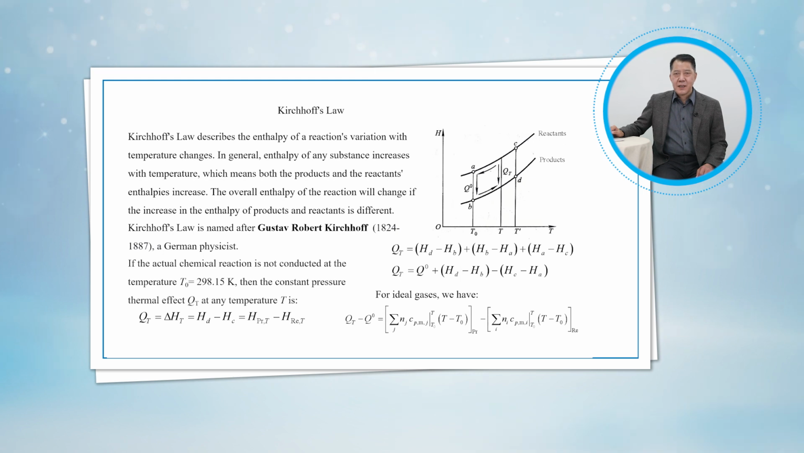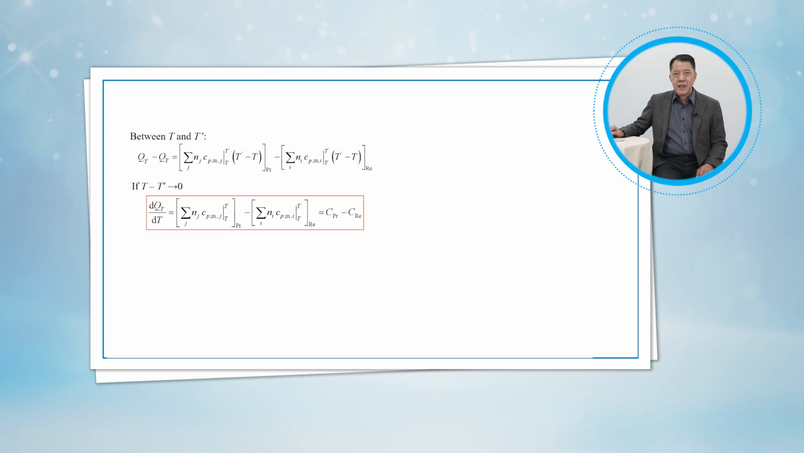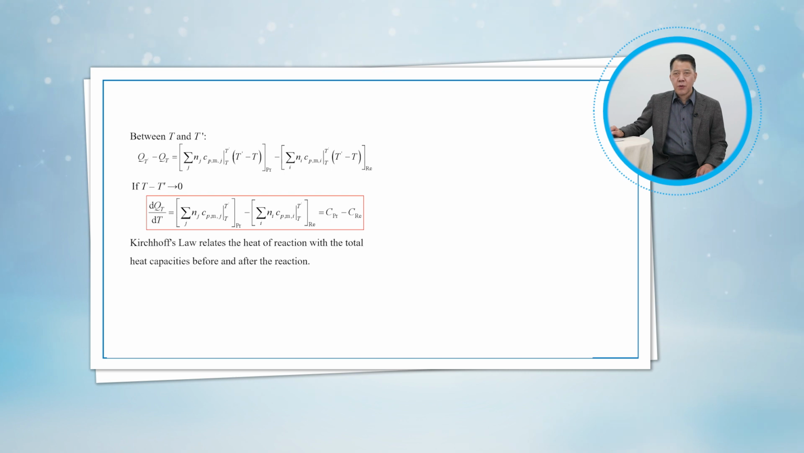For ideal gases, we have. Now, for reactions between two temperatures, the thermal effect difference is, and if the two temperatures are quite close, we have Kirchhoff's law. Kirchhoff's law relates the heat of reaction with the total heat capacities before and after the reaction.